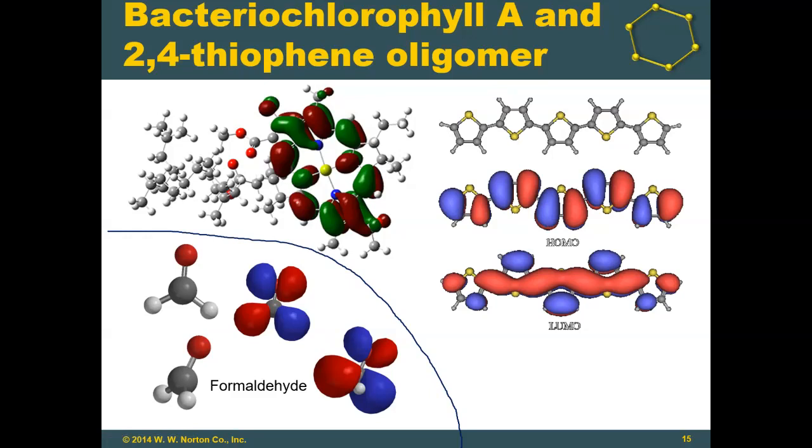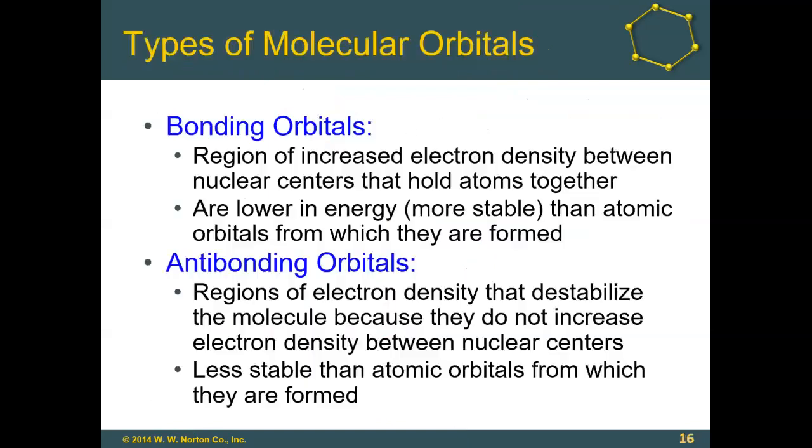With all these, what we can see is that when these molecular orbitals increase electron density between atoms, they increase the stability of the molecule. And so those molecular orbitals are called bonding orbitals. The molecular orbitals, like in the case of the formaldehyde, where they don't increase the electron density between any atoms, we call those antibonding orbitals. They don't help these atoms stay together. If we put electrons into those orbitals, it would actually raise the energy of the molecule and it could cause the molecule to fall apart. And so here we have the summary.